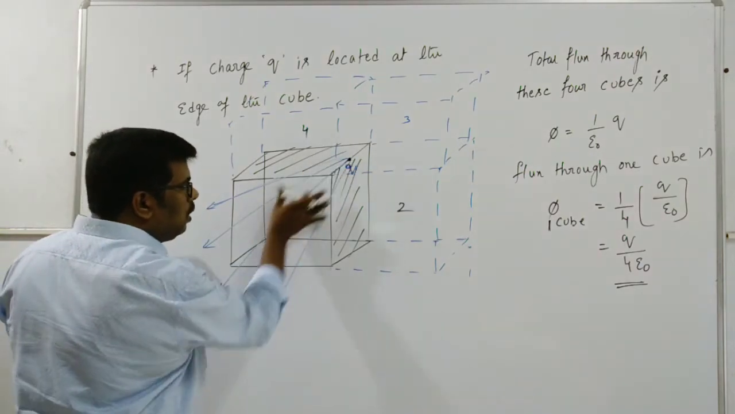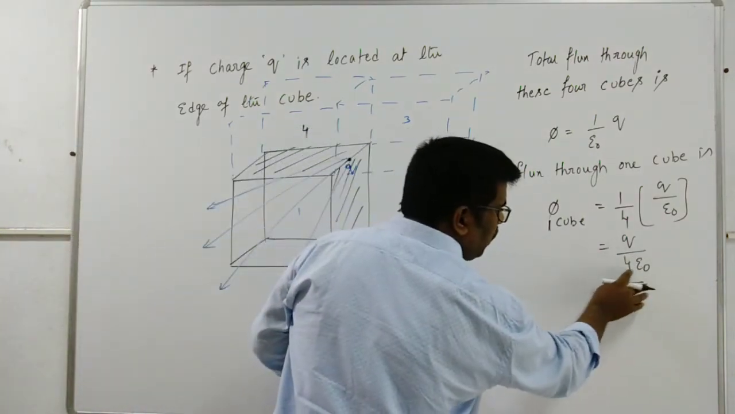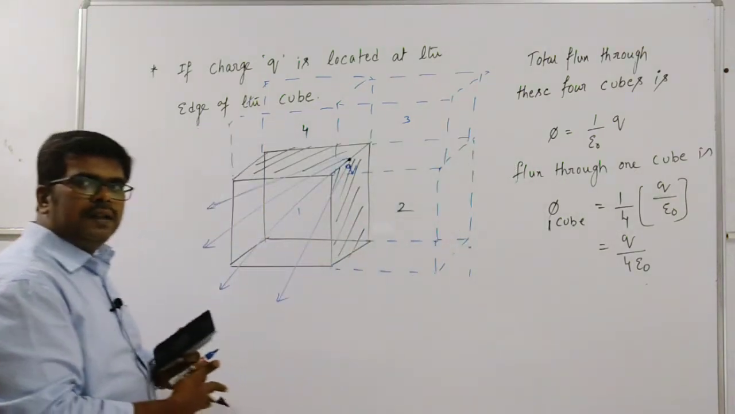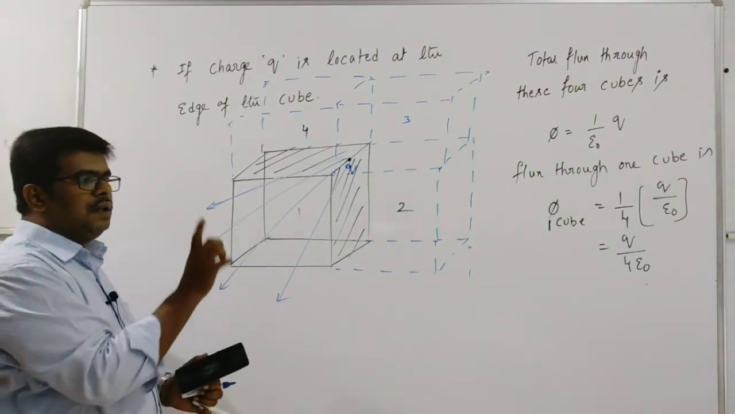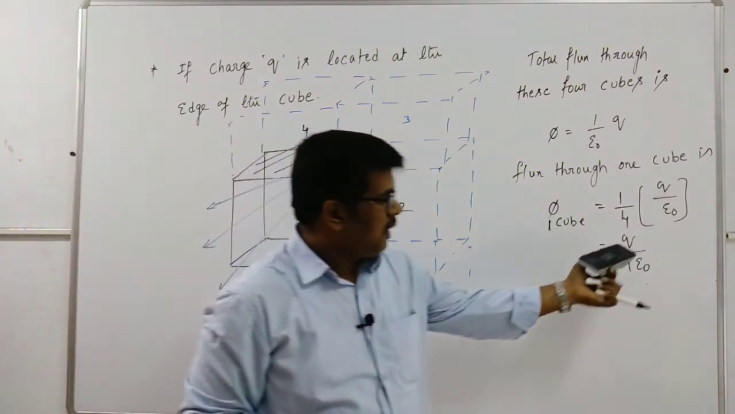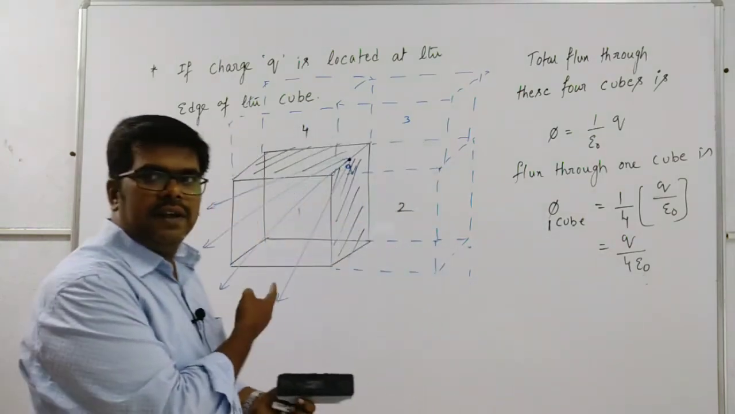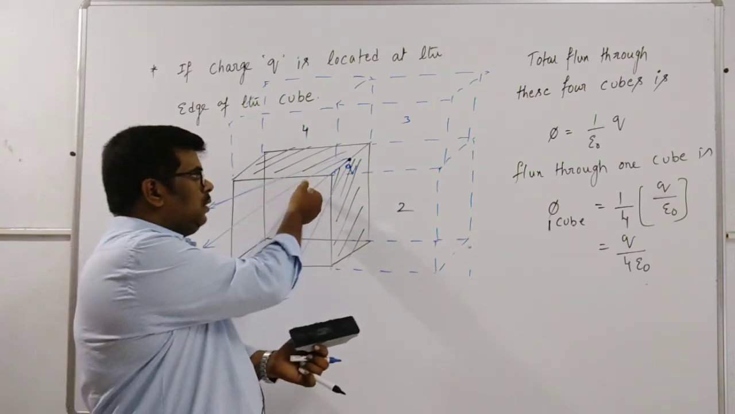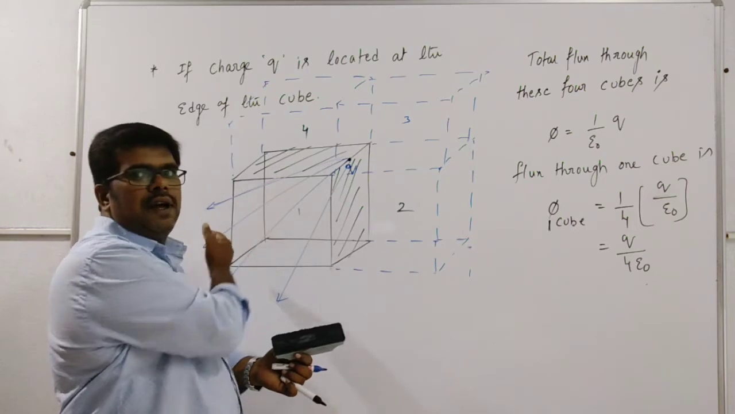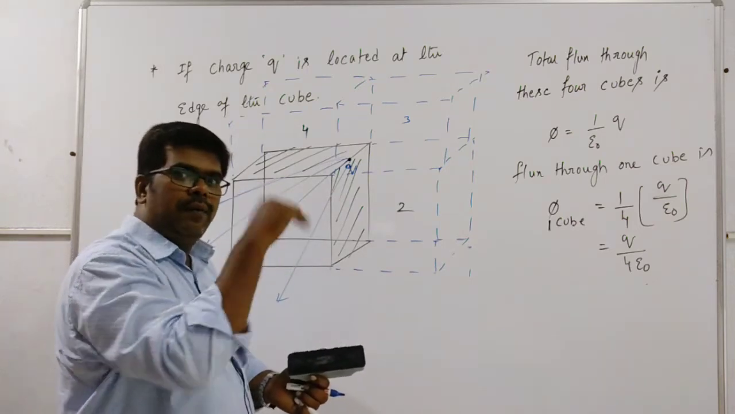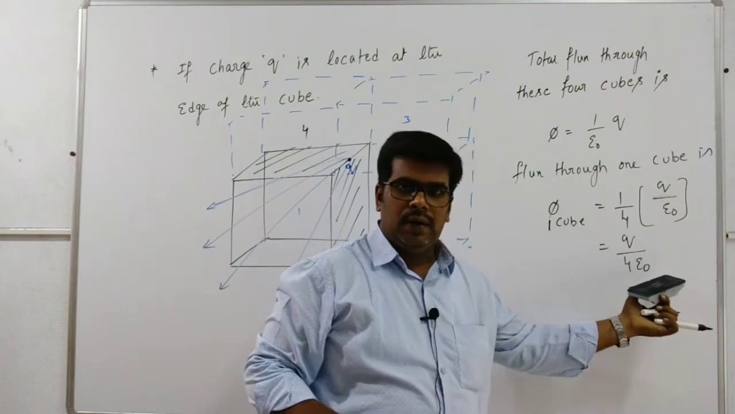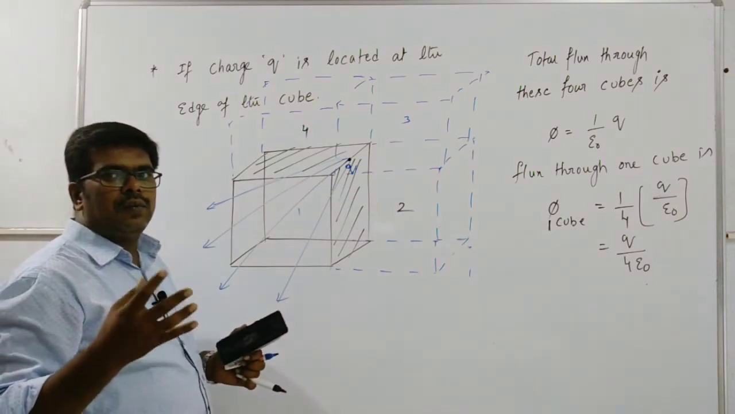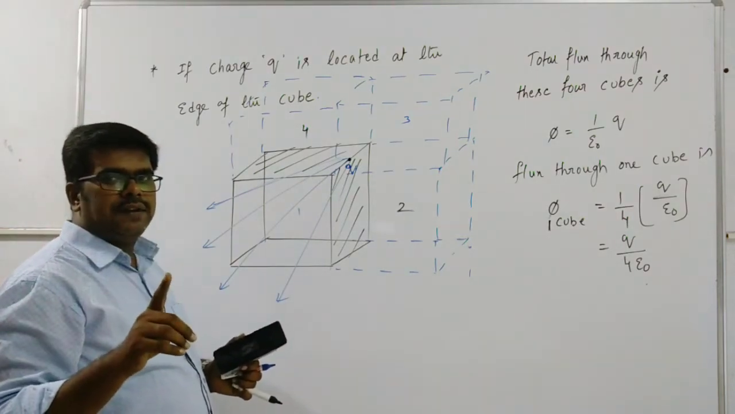So actually through 1 cube flux is q by 4 epsilon naught. Then if they ask the question in one more way, what is the flux through each face? Through 1 cube the flux is q by 4 epsilon naught. For 1 face, you should not take 6 faces. Why? Because only through 4 faces the flux will come out. That's why you have to take 1 by 4 of q by 4 epsilon naught. Then it will be q by 16 epsilon naught. So don't get confused.